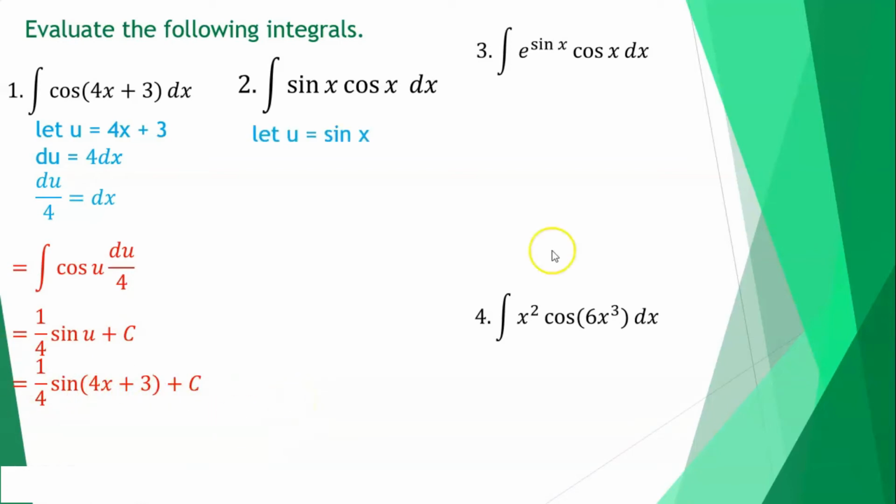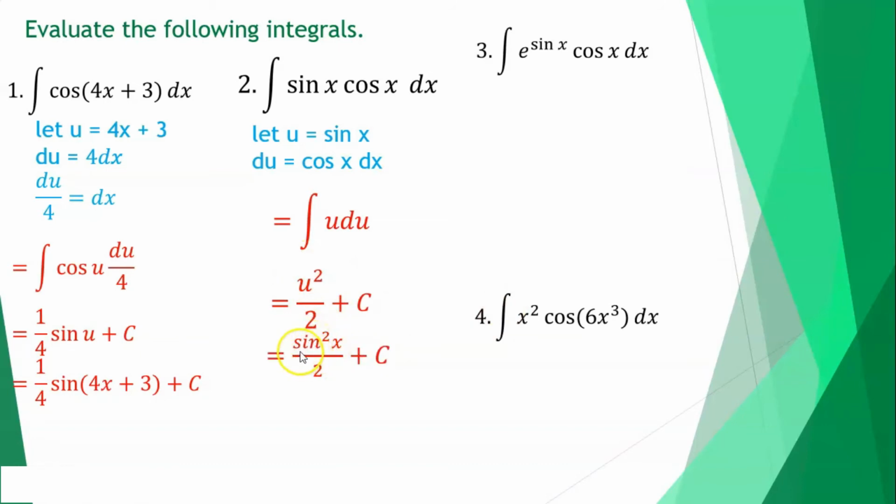Another. For this one, let u be sine x. The derivative of sine x is cosine x dx, so du equals cosine x dx. Rewriting, the integral of sine x is u, and cosine x dx is du. Integrating gives u squared over 2 plus c. Substituting, since this is squared, we get sine squared x over 2 plus c. That's the final answer for number 2.